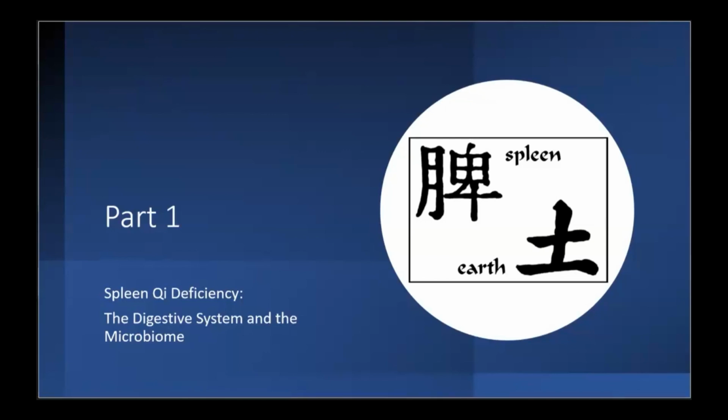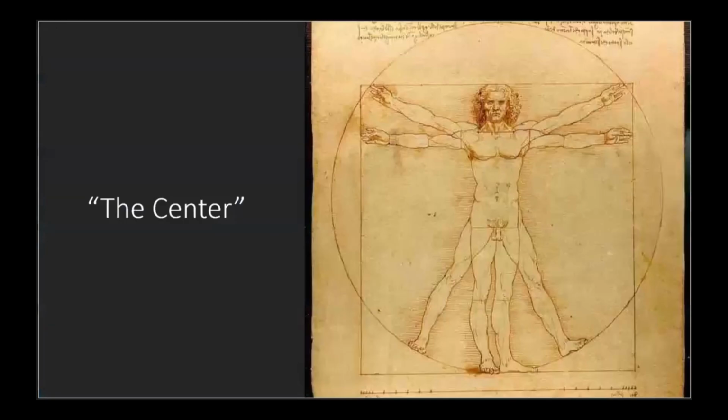So spleen qi deficiency, the digestive system, and the microbiome. You can see here, earth is the element. It's the center. The color is yellow. It's the digestive system. The spleen is that primary yin organ, that solid organ, right, that is a secretor. But remember, the functional spleen is very different than the spleen that we think about today.